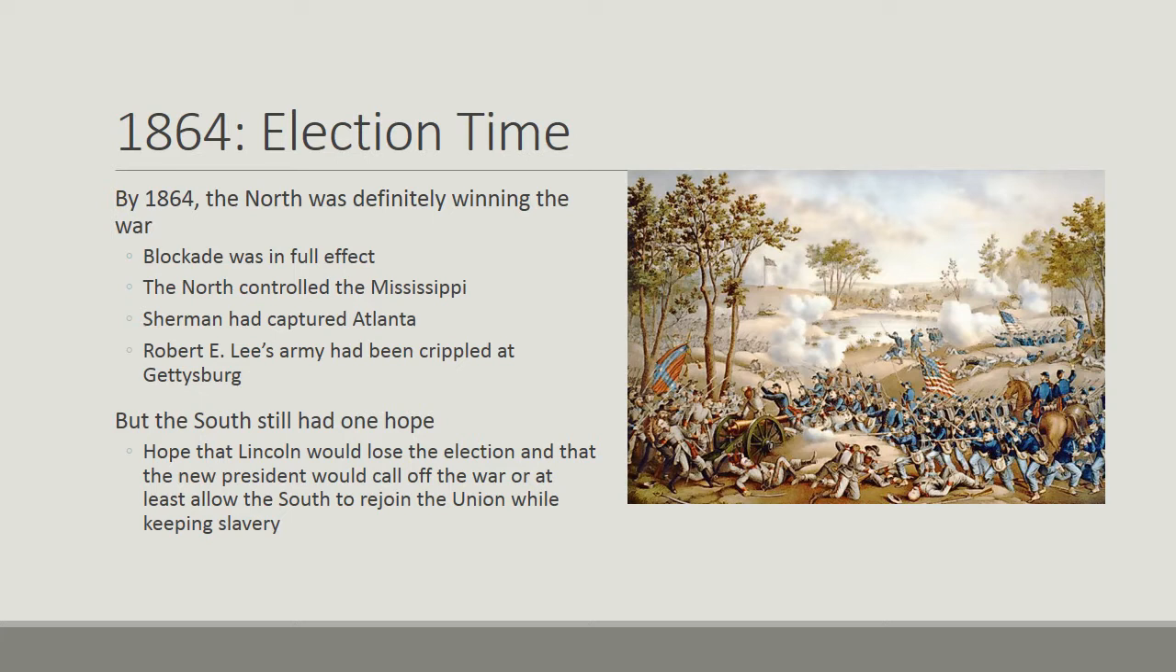But the South still had one hope. And this hope was that Abraham Lincoln would lose the election of 1864 and that the new president would call off the war and allow the South to become independent, or at least allow it to rejoin the Union while keeping slavery.